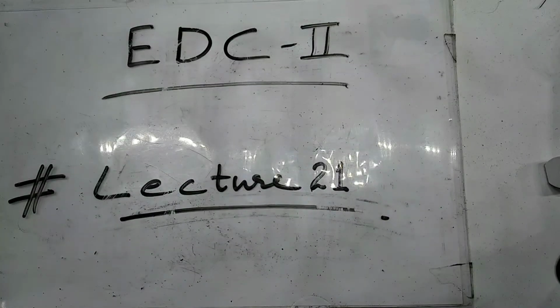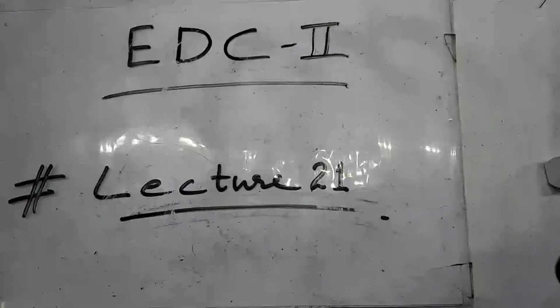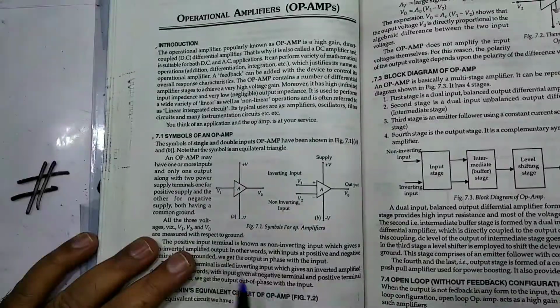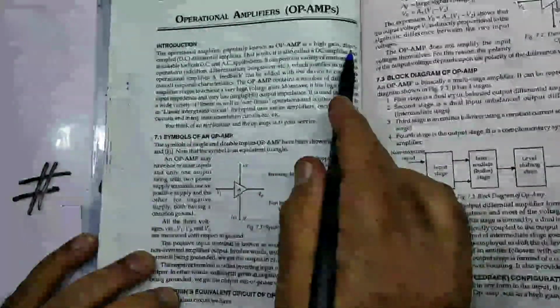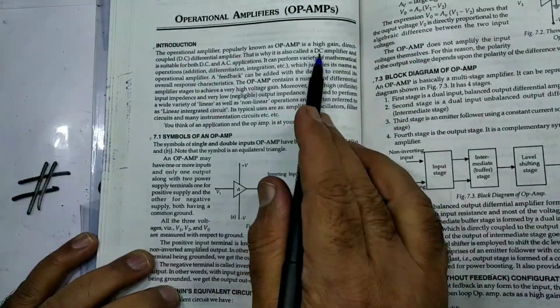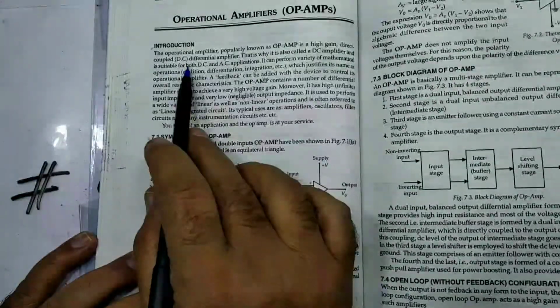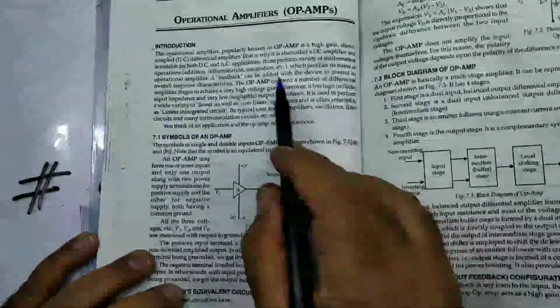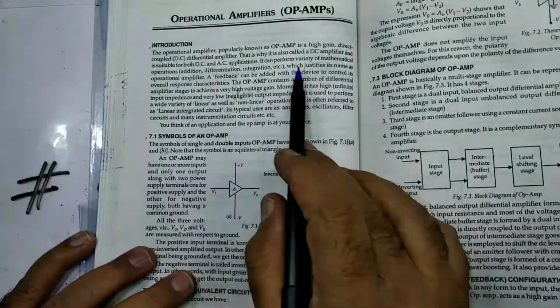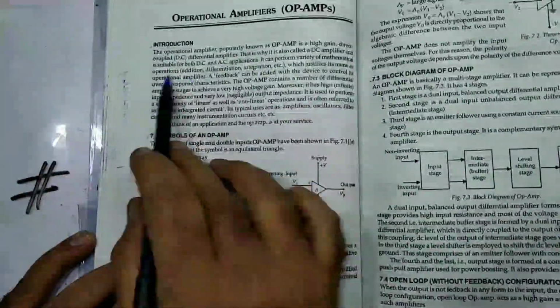Good morning. Today we start with lecture 21 of EDC2, that is operational amplifiers. What are operational amplifiers? The operational amplifier, popularly known as op-amp, is a high gain direct coupled differential amplifier. That is why it is called DC amplifier and is suitable for both DC and AC applications. It can perform a variety of mathematical operations like addition, differentiation, integration, etc., which justifies its name as operational amplifier.